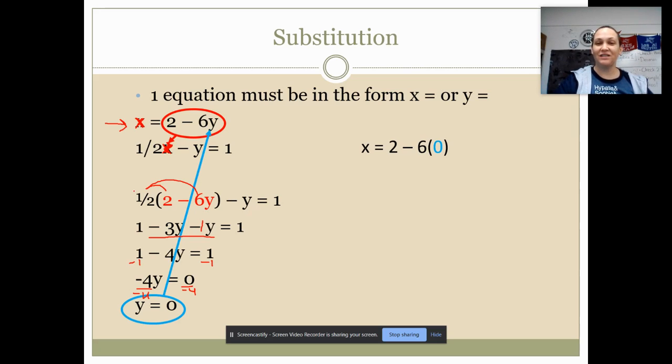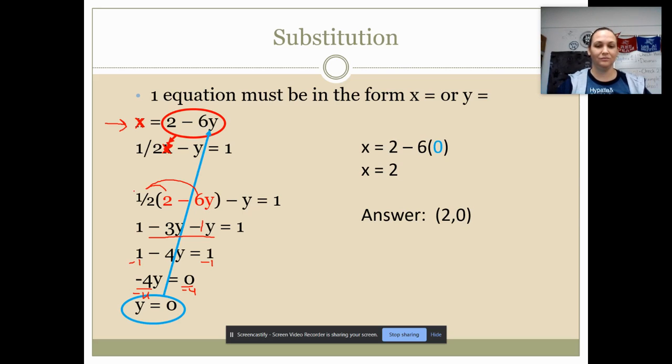And I simplify this. 6 times 0 is 0, 2 minus 0 is 2, and I now have both my answers, which I will write as a single ordered pair. Don't forget, ordered pairs are in alphabetical order, so the x must go first and the y must go second. My final answer to this question is (2, 0). Let's try another one.